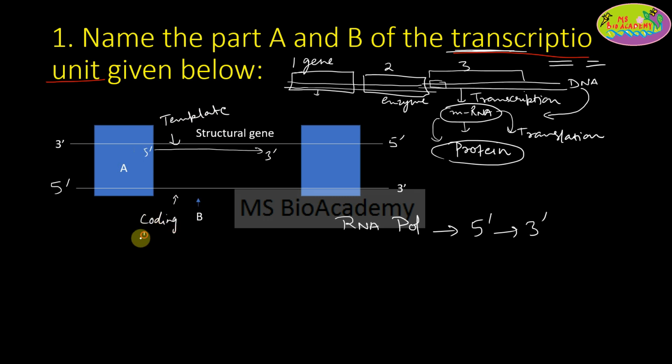And why is it called a coding strand? It is called a coding strand because its sequence is exactly similar to the mRNA which is going to be formed. The only difference is that instead of thymine there will be uracil in the RNA. For example, if there is an ATGCT, right? So in the mRNA which is going to form complementary to this template strand.